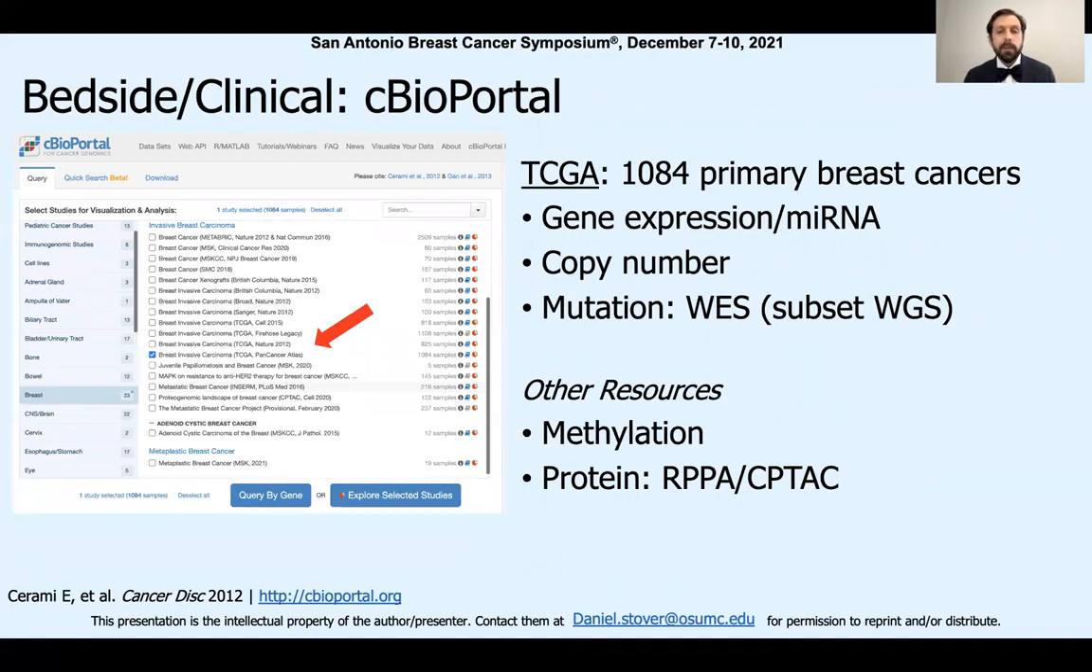The Cancer Genome Atlas, which we've also mentioned, also has over 1,000 primary breast cancers, has gene expression and microRNA data, as well as copy number, more comprehensive mutation data, including whole exome sequencing, WES, and a subset that has whole genome sequencing, as well as other resources such as methylation and protein data. If one is interested to look at the processed data, cBioPortal is an outstanding resource.